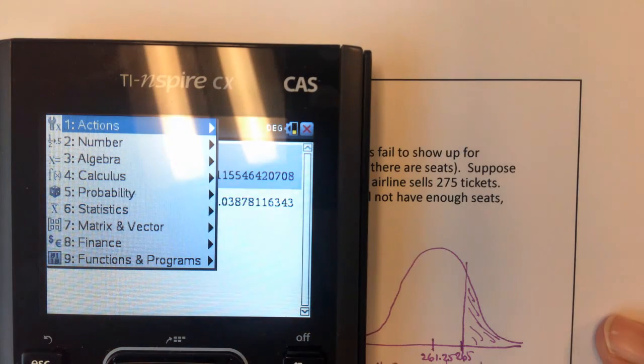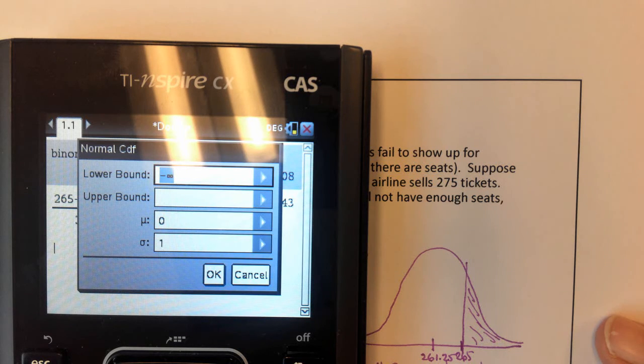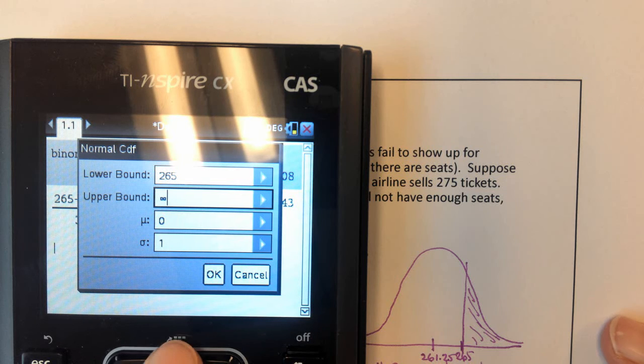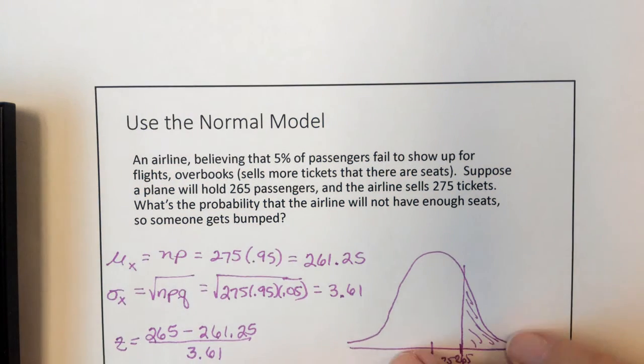So menu, probability, distributions, normal CDF. The lower bound is 265. The upper bound is infinity, or some very large number if you don't have your CAS. And I want to do z-score. So 1.04 is actually my z-score. That way I don't have to change mean and standard deviation. Okay, so that's about 14.9%. Okay, so this is equal to about 0.149.